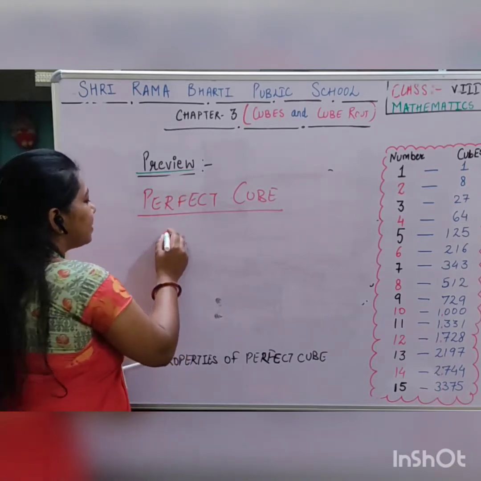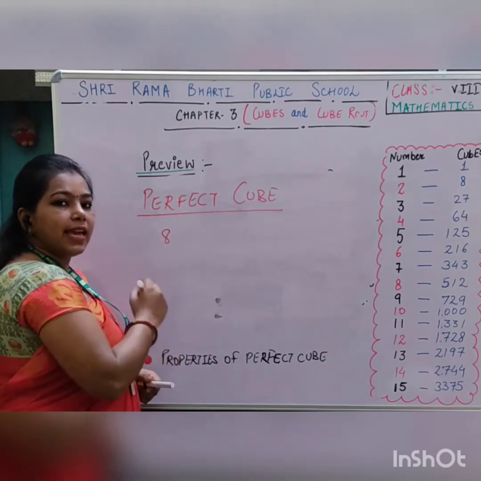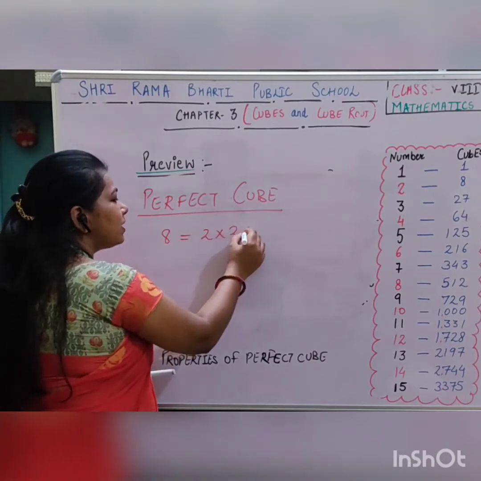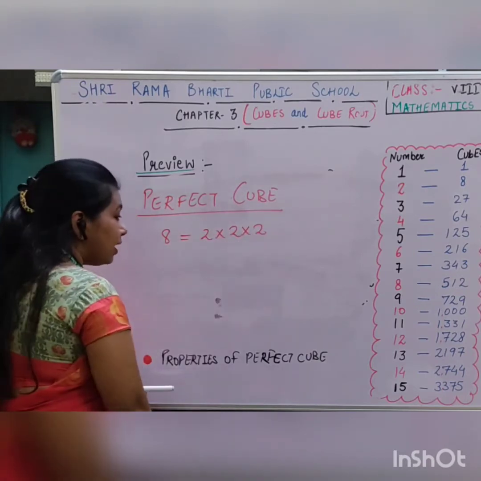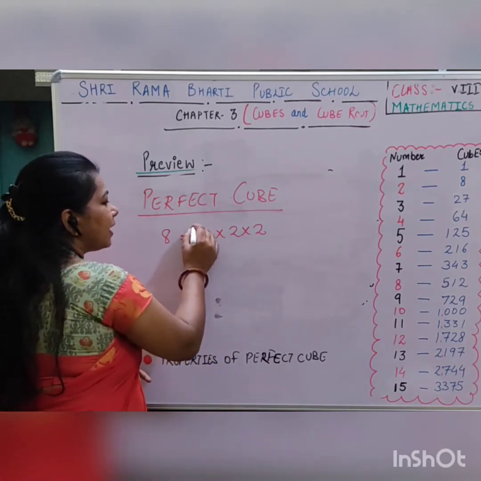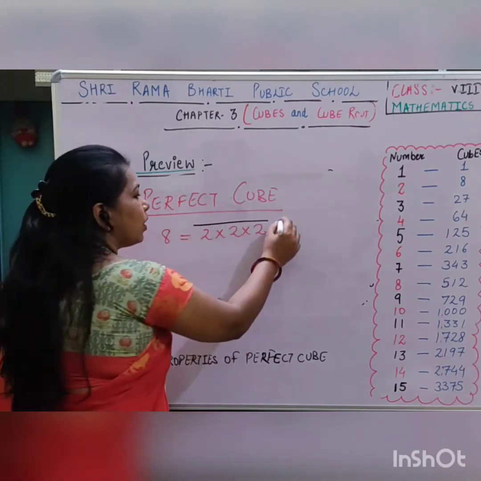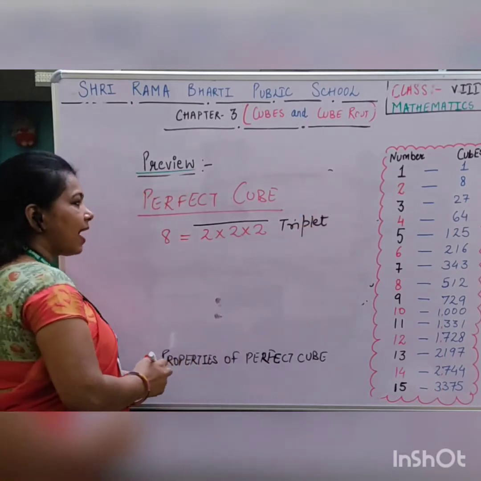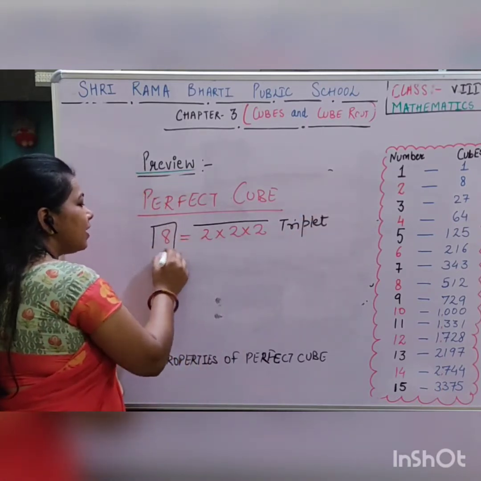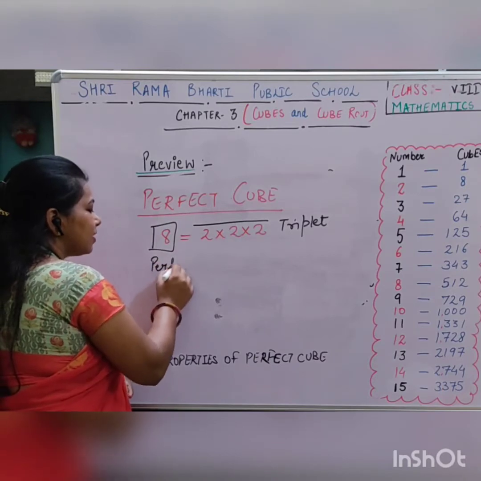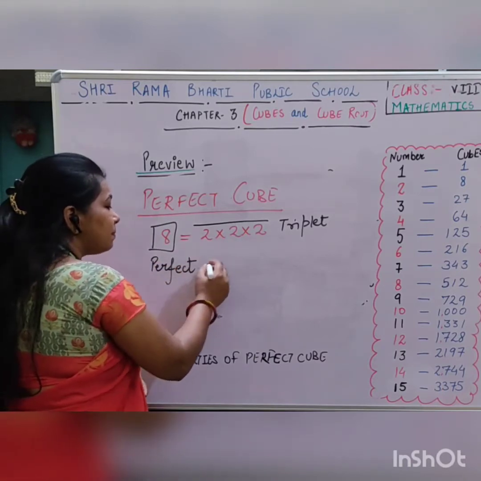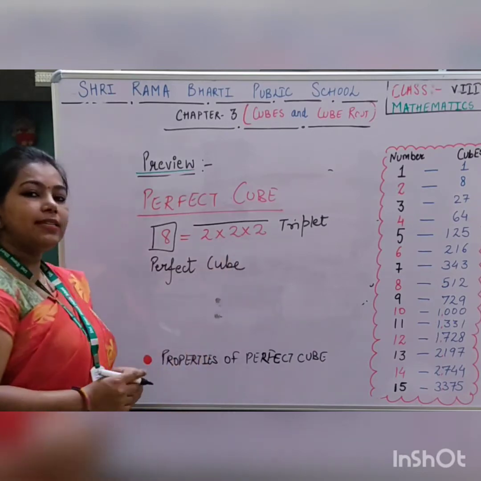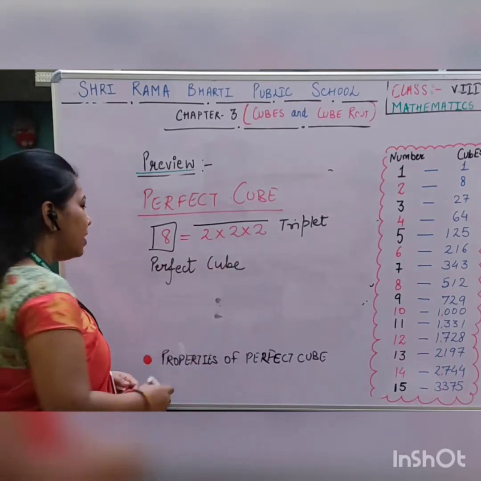Let's take an example, 8. Can I express 8 in the form of 2 multiply 2 multiply 2? Here we have noticed that 2 is making a triplet. What is it making? Triplet. So we can say that 8 is a perfect cube. 8 is a perfect cube. Now let's take one more example.